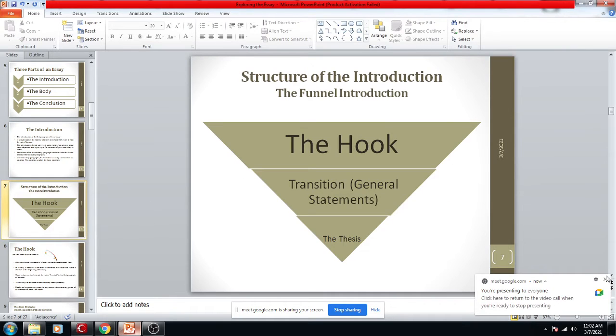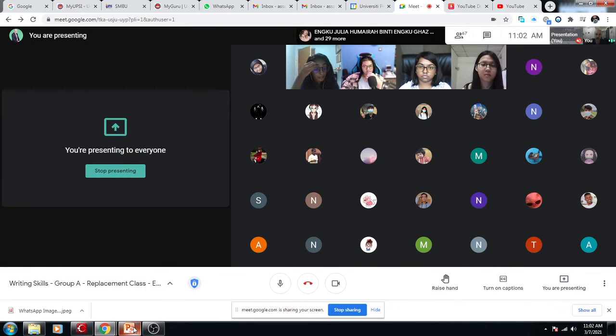Alright, this is what they call the funnel introduction. I've already shown you the funnel at the beginning of the class. This is how a funnel looks like. Since I am at home, I can't show it to you. If I were in my office, I would have been able to show you a funnel. So it looks wide at the top and narrower towards the bottom. Very narrow at the bottom. So this is your thesis here at the bottom.